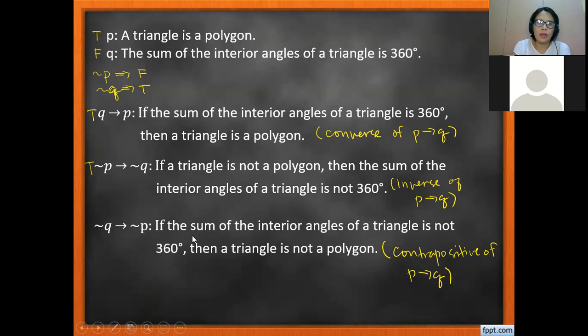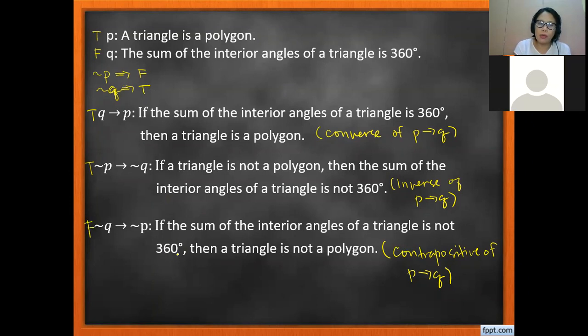Okay. So if the sum of the interior angles of a triangle is not 360, so that's the negation of Q. So in here, negation of Q is the hypothesis, while then a triangle is not a polygon, negation of P as the conclusion. So we have TF here, and TF is a false statement.